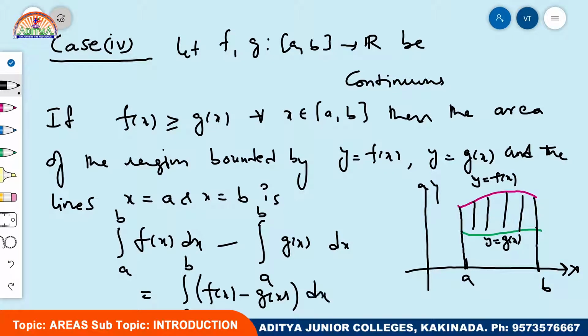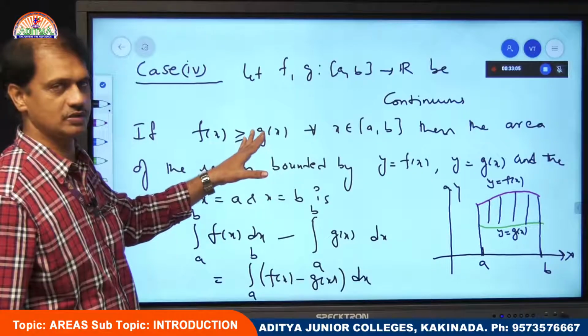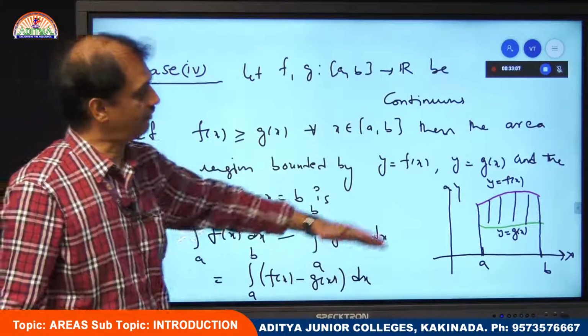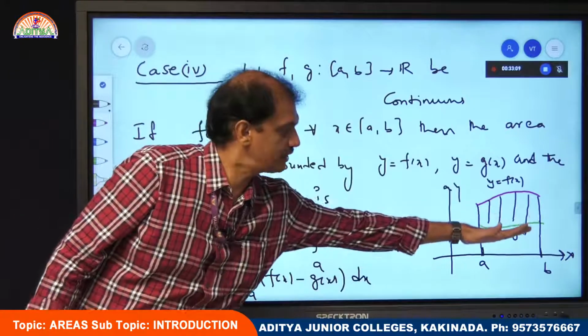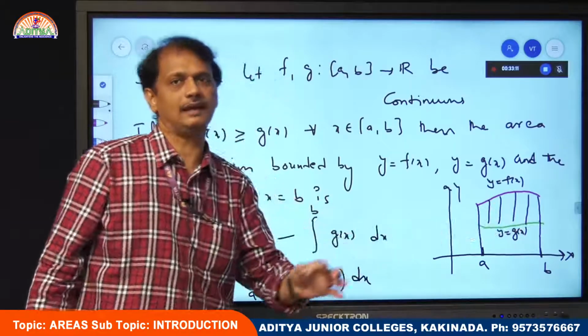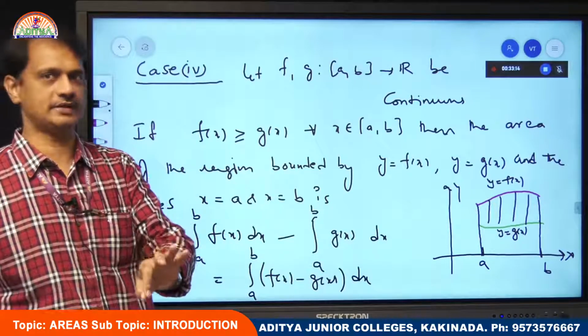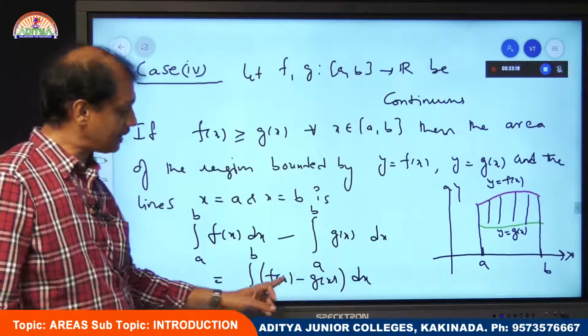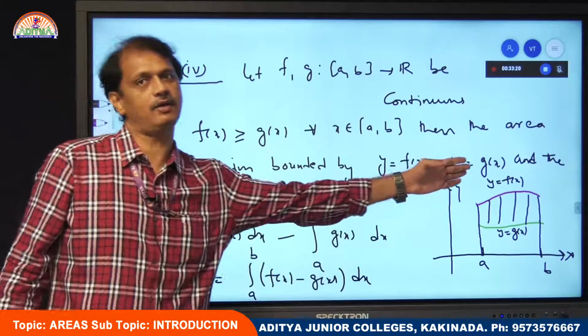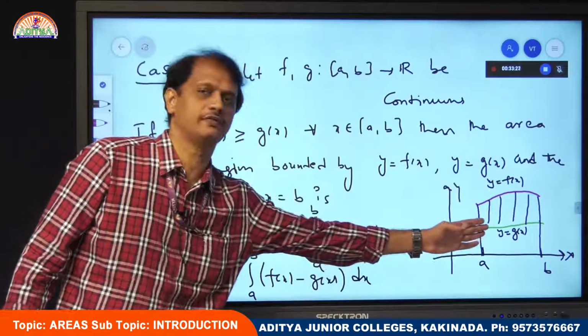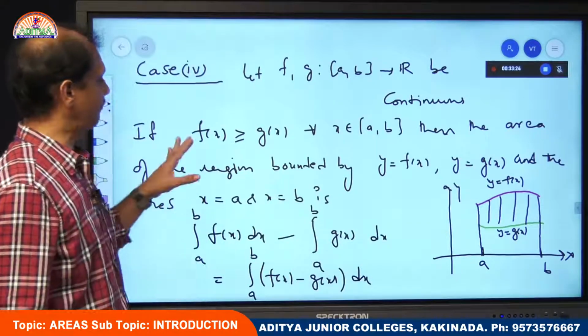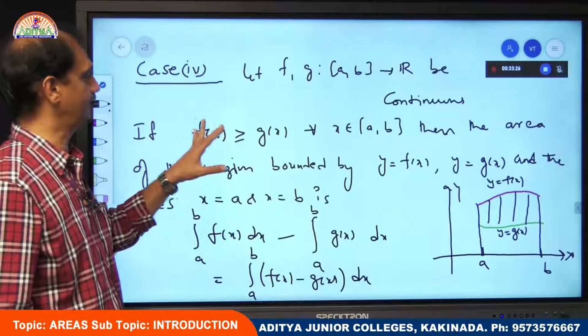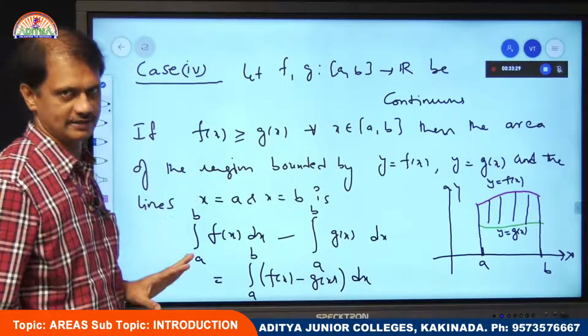dx. That means whenever f of x is greater than or equal to g of x, f of x is called the upper curve and g of x is called the lower curve. To calculate the area in between f of x and g of x, what is the formula? Integral a to b upper curve minus lower curve. What is the upper curve? f of x. What is the lower curve? g of x. This is the way, if f of x is greater than or equal to g of x is given, to calculate the area of the bounded region.